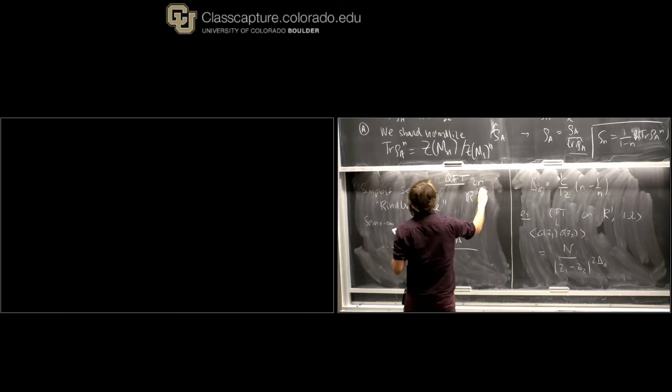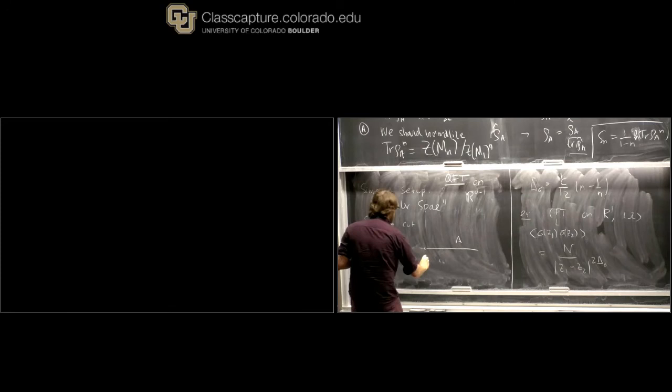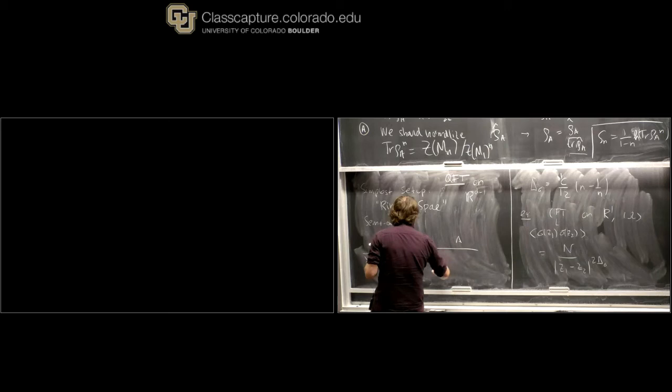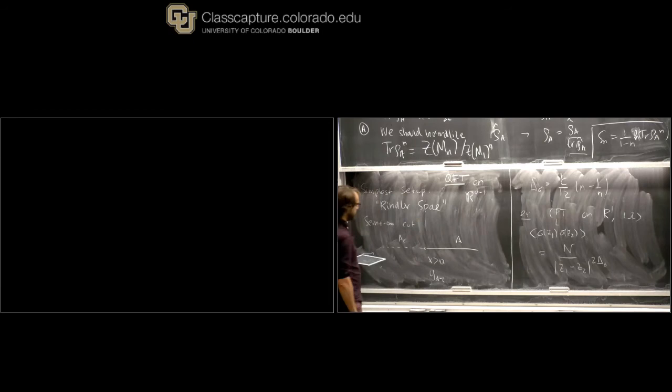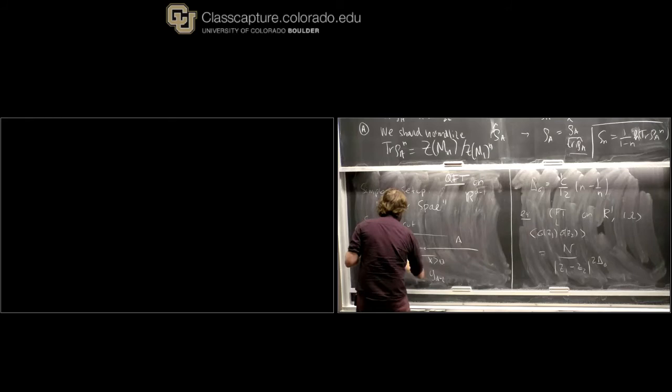I'm going to pick a special coordinate, which I'll call X, and A is just defined as X bigger than 0. Then there's a whole bunch of other coordinates, which I'll call Y. There are d minus 2 of them, going into the board, and I'll just suppress them. Or if you like, I'm just working in two dimensions, so the pictures I'm drawing are in two dimensions. Say this is Euclidean time, and this is essentially the picture for the path integral that gives me the reduced density matrix on A.